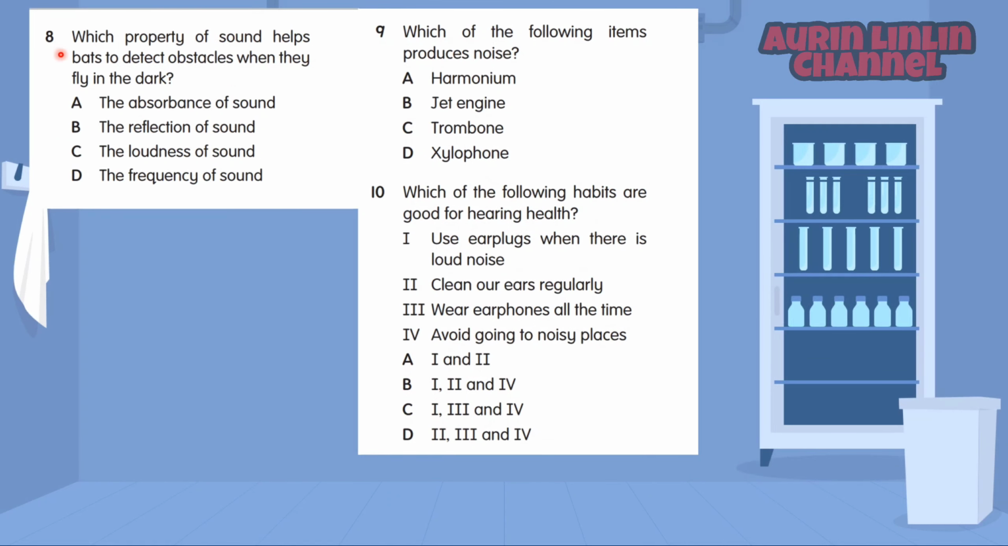Number 8. Which property of sound helps bats to detect obstacles when they fly in the dark? The answer is B. The reflection of sound. Number 9. Which of the following items produces noise? And the answer is B. Jet engine. Number 10. Which of the following habits are good for hearing health? And the answer is 1, 2, and 4. 1. Use earplugs when there is loud noise. 2. Clean our ears regularly. 4. Avoid going to noisy places.